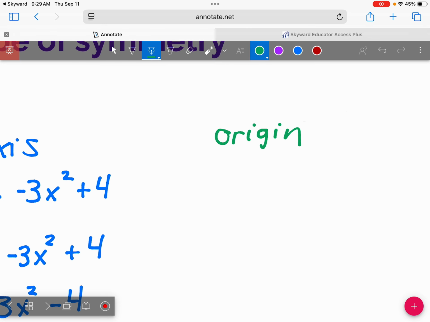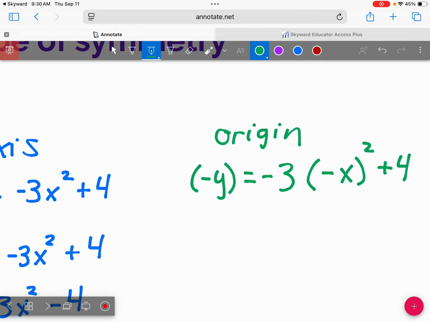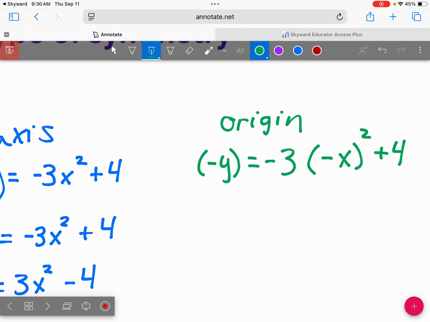And then our last one is our origin, where we get to do both. So we're going to have our minus y and our minus 3 minus x squared plus 4. I like to substitute everything in the parentheses right off the bat. It kind of lets us see all the pieces. You don't have to. If you can start out by doing your simplifying, that's totally fine with me. Just make sure we're checking. We know that when we have our minus x times minus x, we're getting our positive x squared.